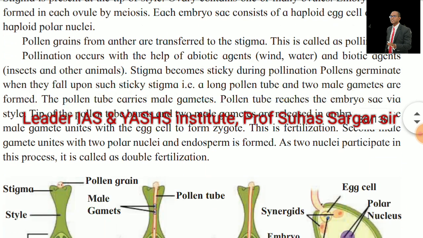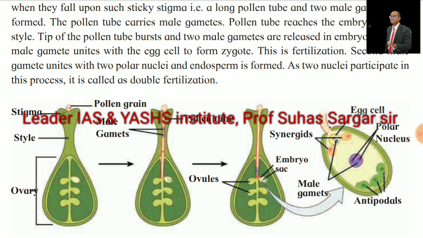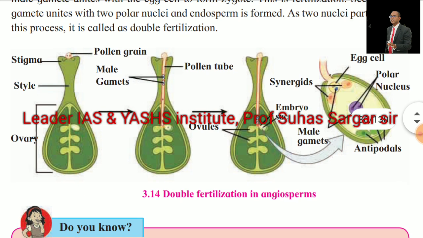One male gamete unites with the egg cell to form the zygote. This is fertilization. The second male gamete unites with the two polar nuclei and endosperm is formed. As two nuclei participate in this process, it is called double fertilization. See the pictures of double fertilization in angiosperm.